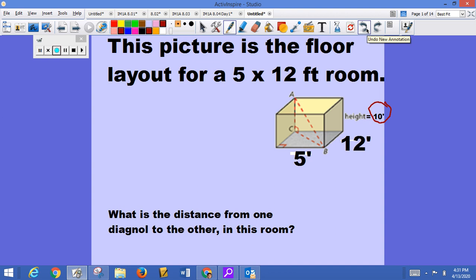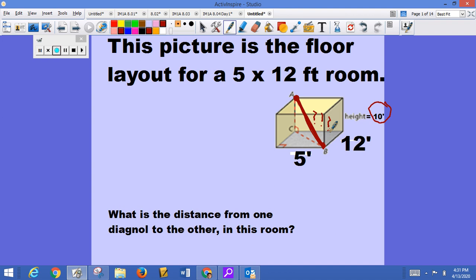So when they say one diagonal to the other, they're just talking about from one corner of the box all the way to the opposite corner of the box. So like here we see from point A all the way to point B. So this line A to B, we don't know how long that is. That's going to be the question that we're trying to solve here.